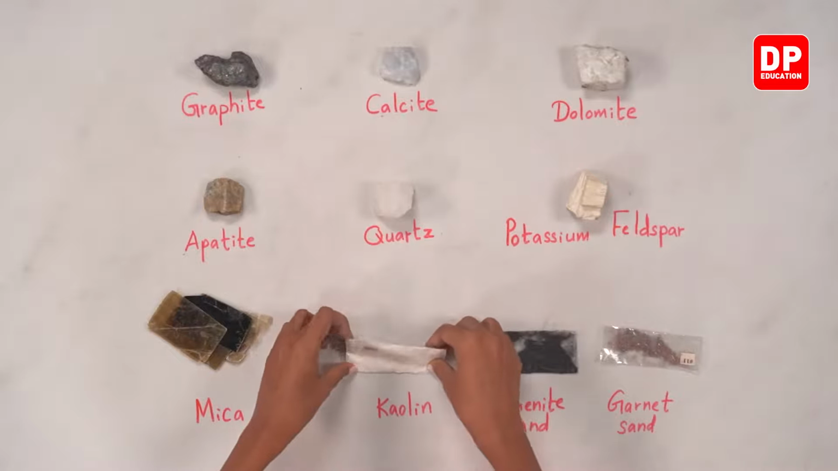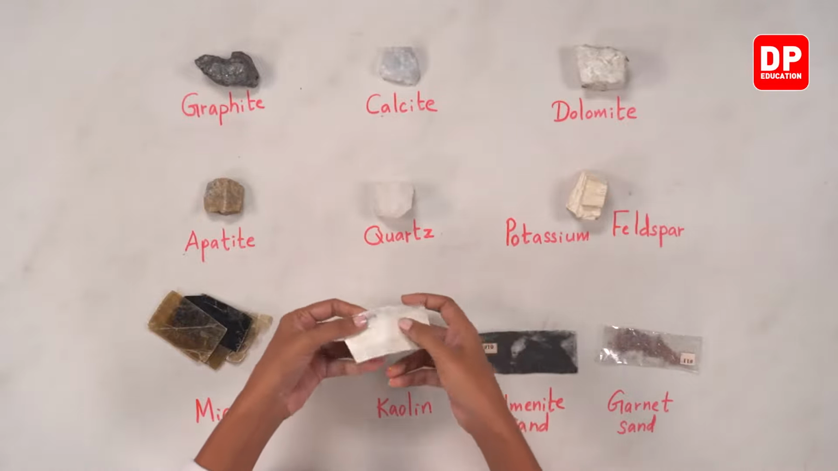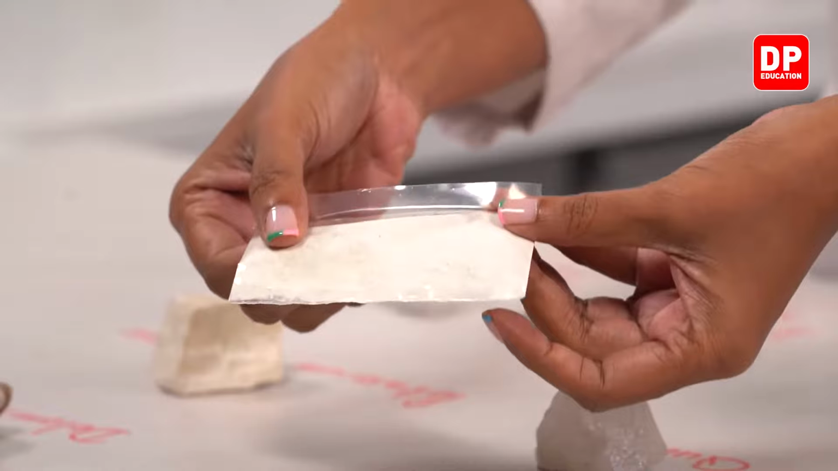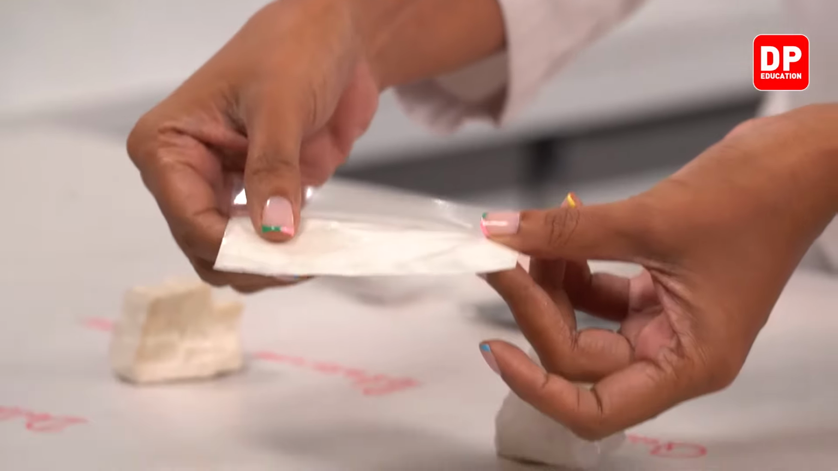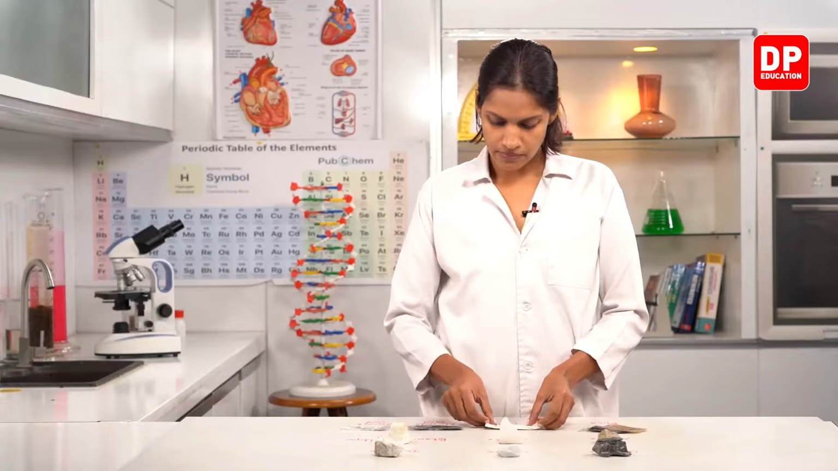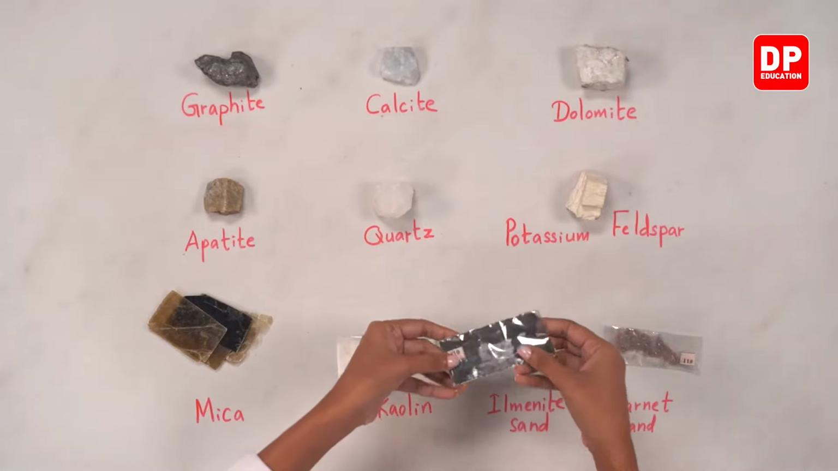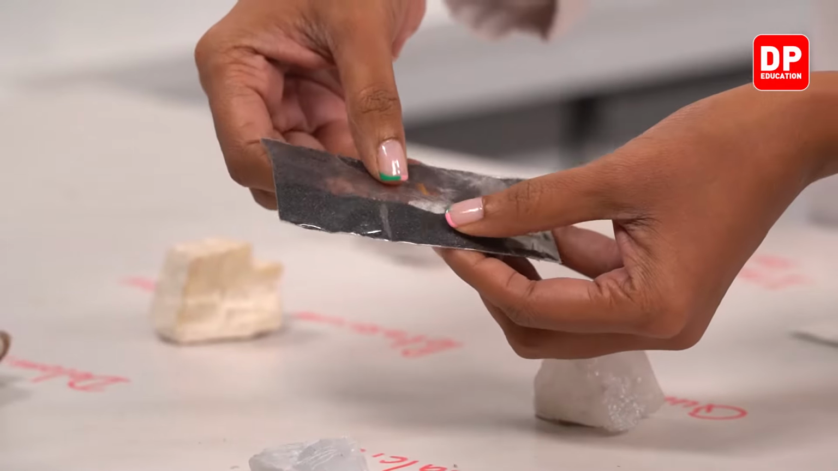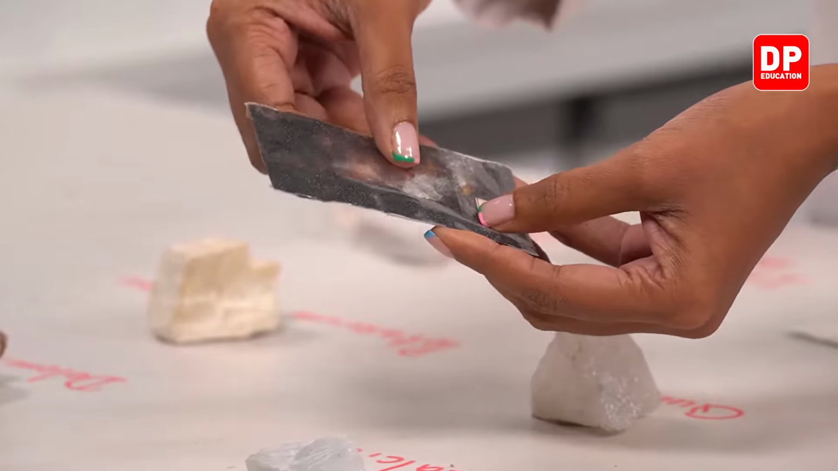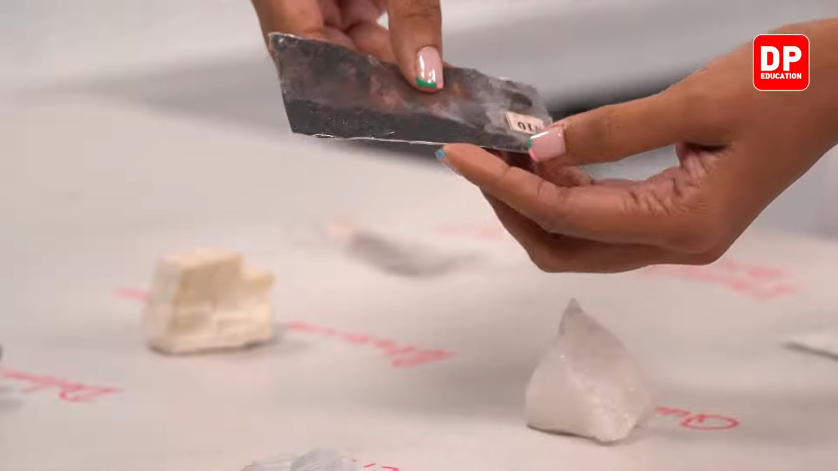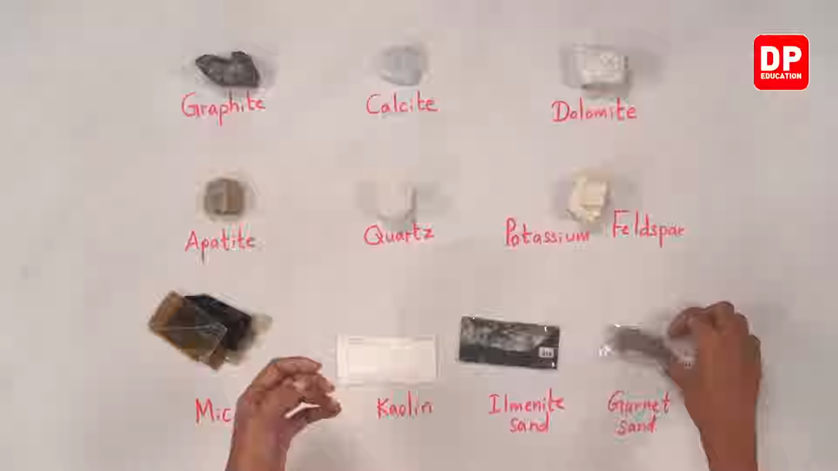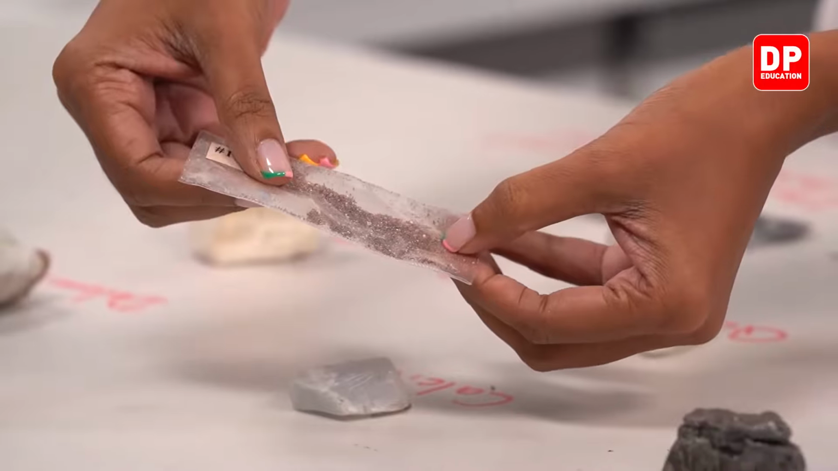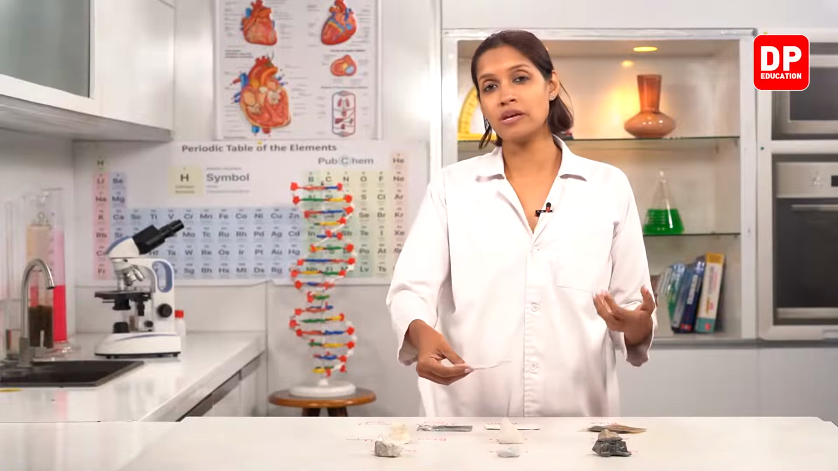Okay, right. What is this, children? This is called kaolin clay. So kaolin clay is one main raw material used in ceramic industry. So this is ilmenite sand. Ilmenite sand, look at the color. It's very shiny too. So this ilmenite is used in making paints. Okay. This is garnet sand. Now garnet stones are used in making jewelries.